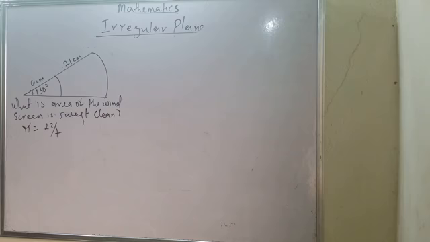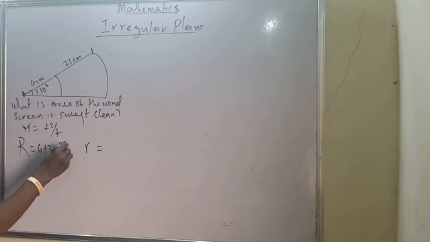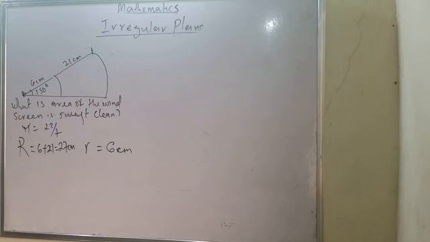Now, if I have to do this, I'll move from here to here and from here to here. From here to here, it means I'll talk about big R, while the small r. My big R is 6 plus 21, which will be 27. My small r is 6 centimeters. By so doing, my question is solved.